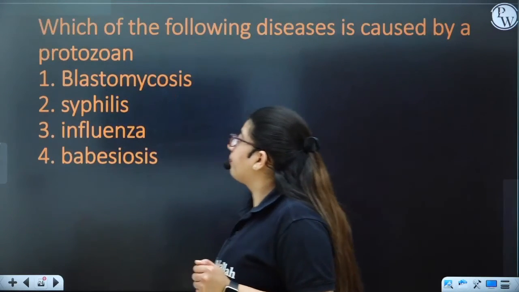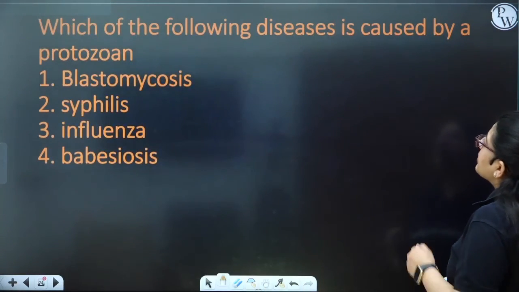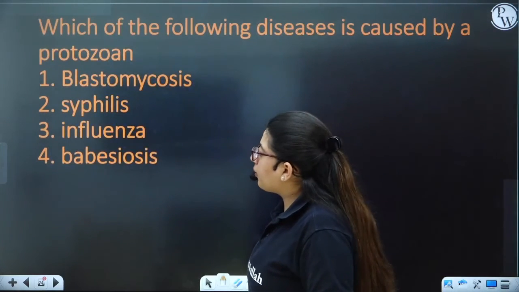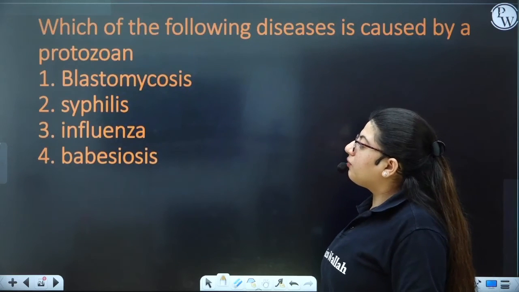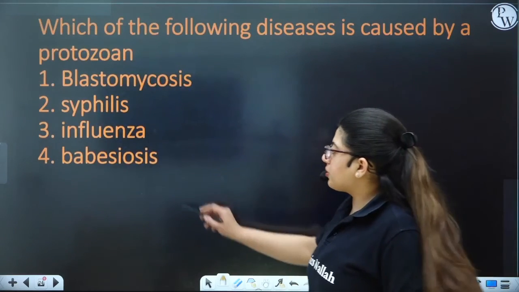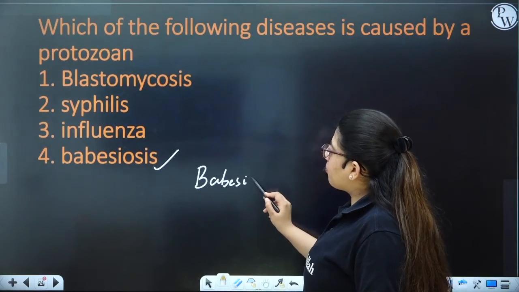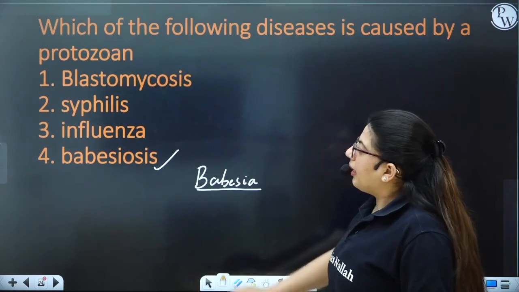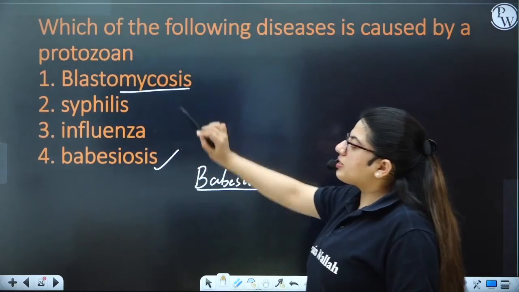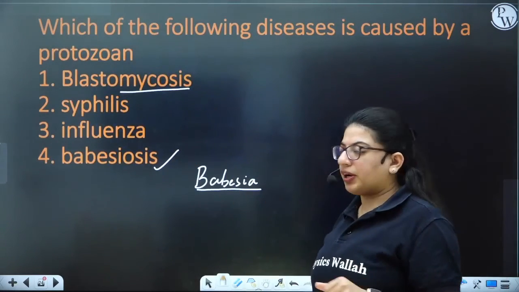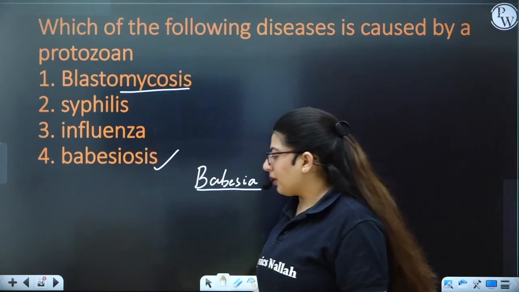Next question. Which of the following diseases is caused by a protozoan? Blastomycosis, syphilis, influenza, and babesiosis. This is a disease which is caused by Babesia, and Babesia is a protozoan. Blastomycosis is caused by a fungus. Syphilis, you have done in reproductive health, and influenza is a flu. Next question.